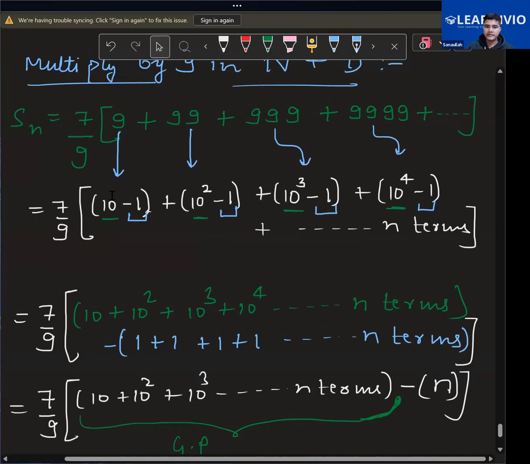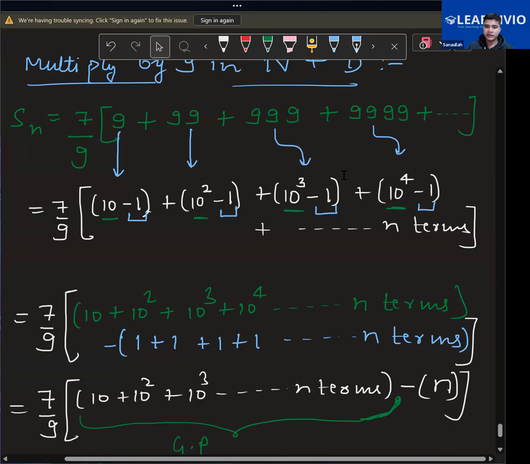Then, this step is also important. You have to split 9 in the form of 10 minus 1. Like 9 can be written as 10 minus 1, 99 can be written as 10 square minus 1, and 999 can be written as 10 power 3 minus 1.